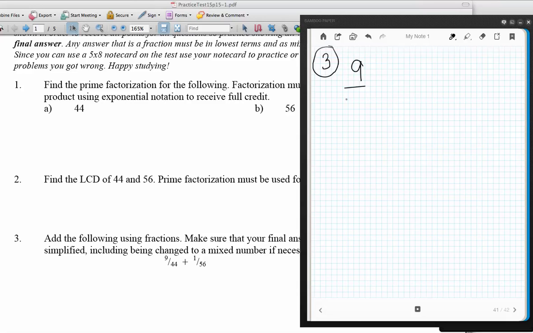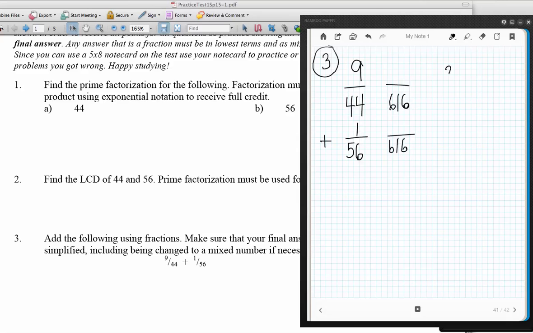we found in problem number two, in order to do something called building the higher term. So we're going to be adding 9/44 and 1/56. So what we need to do is, first of all, put our least common denominator. We found that to be 616 over here, and 616. Now it's really useful to have your prime factorization and your least common multiple's prime factorization as well in order to help you with this process.